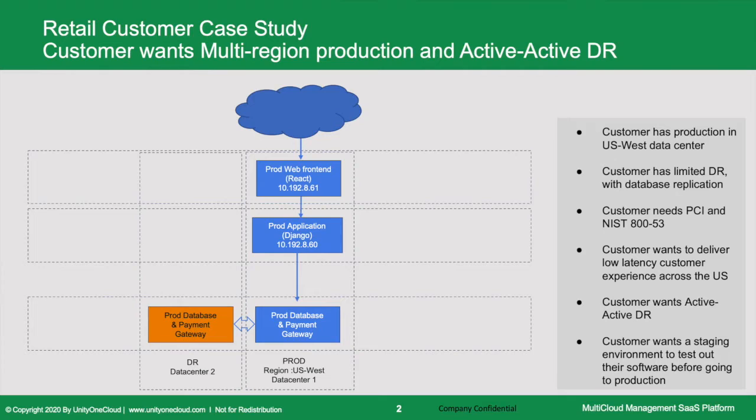In this case, the customer has a traditional three-tier application with a React JavaScript front end, a Django application, and a production database using PostgreSQL, and a payment gateway. And they were implemented in a private cloud on the West Coast in a private data center. They had limited DR with their database being replicated in another data center in an active-passive configuration.